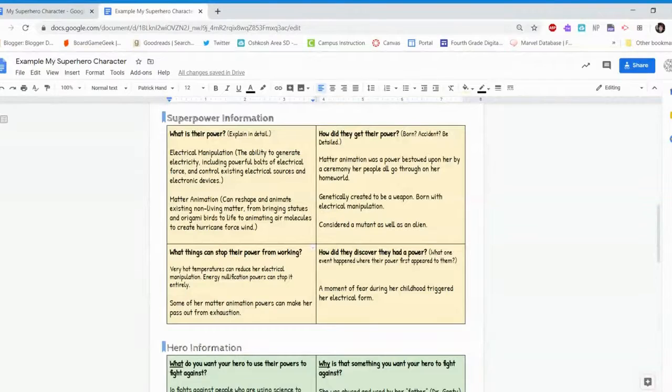So that's how those four boxes work. If you have questions, please let me know. And in the next video, I will be talking about hero information.